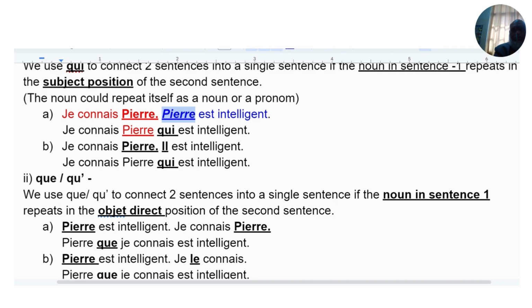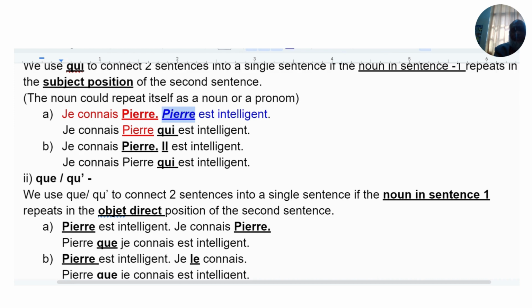So, je connais Pierre, you write as it is. Pierre is the repeated noun. So, instead of the repeated noun Pierre, we will write the relative pronoun qui in the remaining part of the second sentence. So, je connais Pierre qui est intelligent. Remember, with the relative pronoun qui, if the following word begins with a vowel, we don't do any change, we write it as it is.